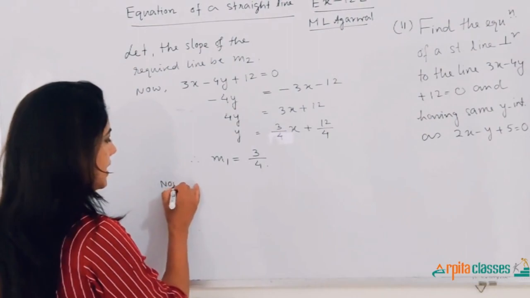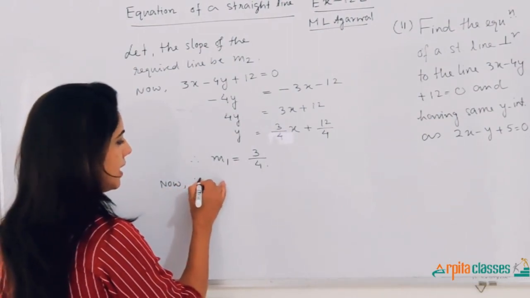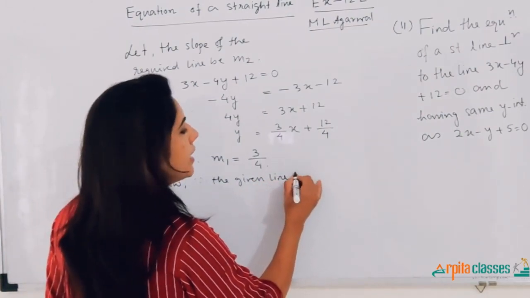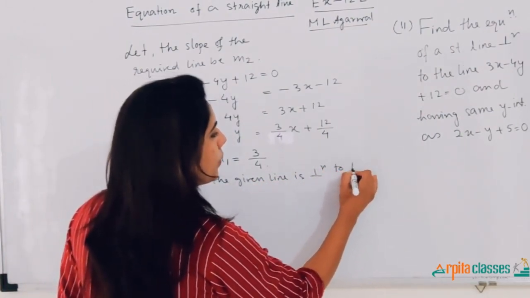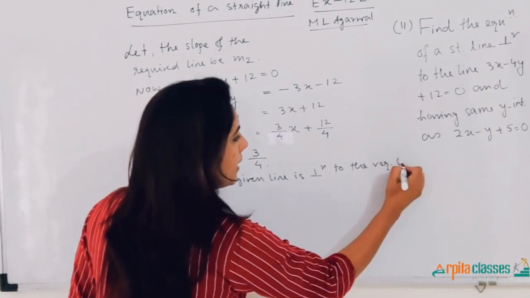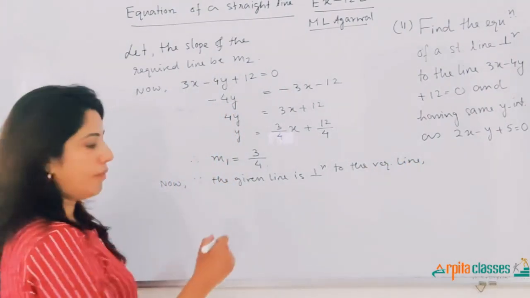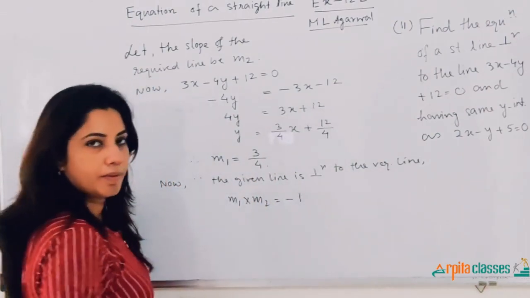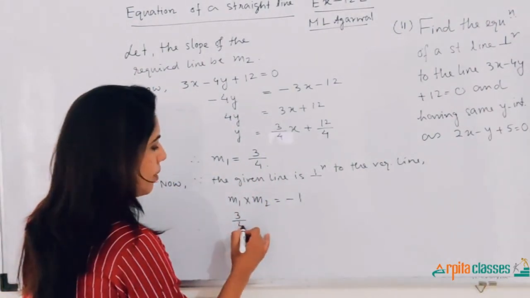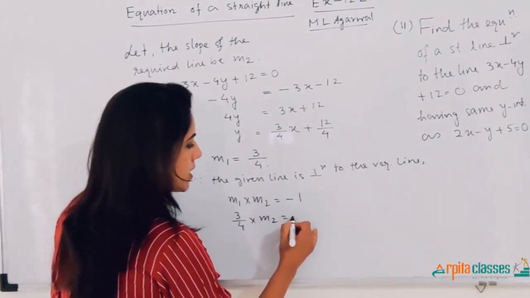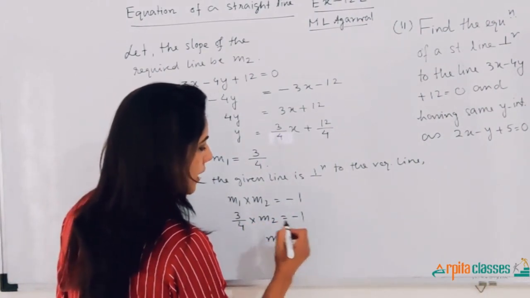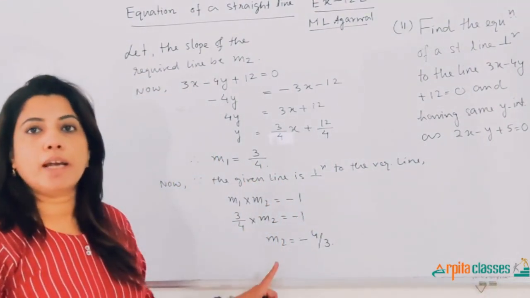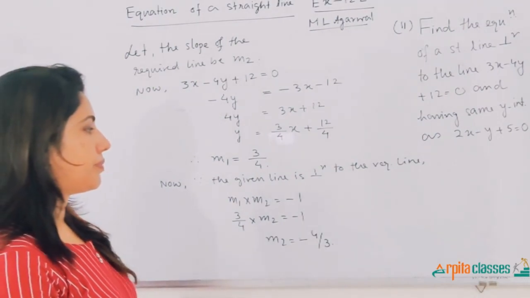Now, since the given line is perpendicular to the required line, therefore we get m1 into m2 is equal to minus 1. So your m1 is 3 upon 4, m2 we do not know, is equal to minus 1. So from here we get m2 is equal to minus 4 upon 3. So we get the slope of the required line.